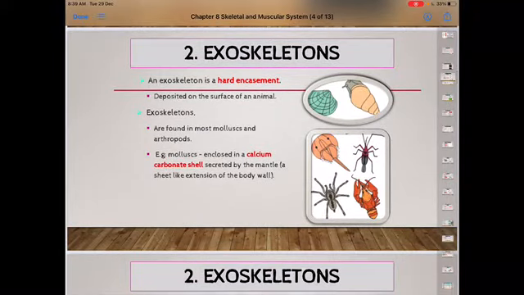Okay, the second is exoskeleton. Exoskeleton is a hard encasement found on the surface of an animal. For example, in most mollusks or snail species, there is an encasement that encloses the organism with a shell. This shell is made up of calcium carbonate.